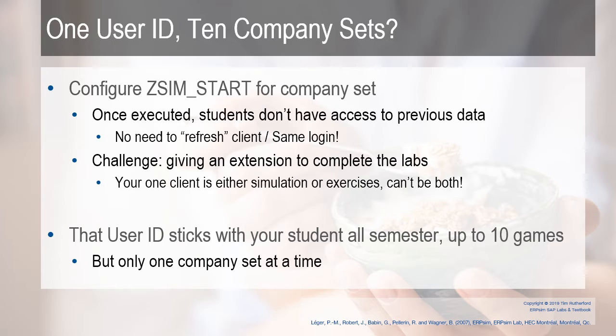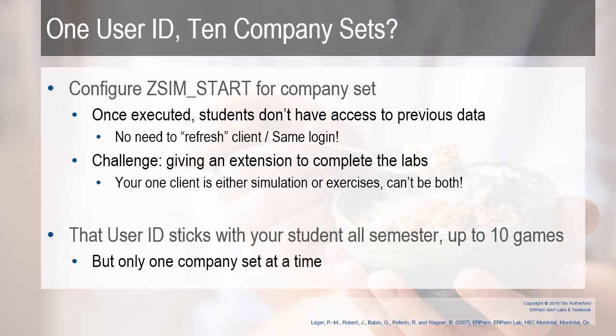So the idea behind having one user ID and 10 company sets is that when you configure within zsim_start, you choose the company set you want to use. Once it's executed, the students don't have access to previous data from the other company sets. The benefit is that there's no need to refresh your client. You have 10 different simulations you can run using the exact same company letter, different company sets. So you don't have to refresh. You don't have to contact the UCC for a refresh between games.